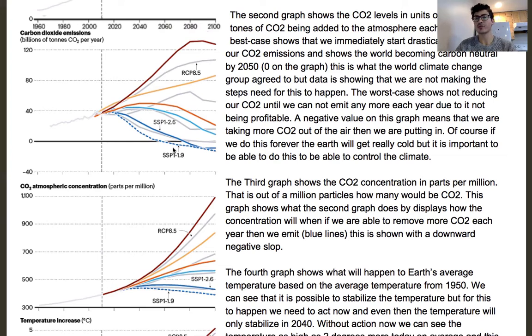I don't know how that would work for animals, but I think climate control, like you see in these movies about how we control the climate, just by being able to use CO2, we can definitely control the climate. So that's the first graph.